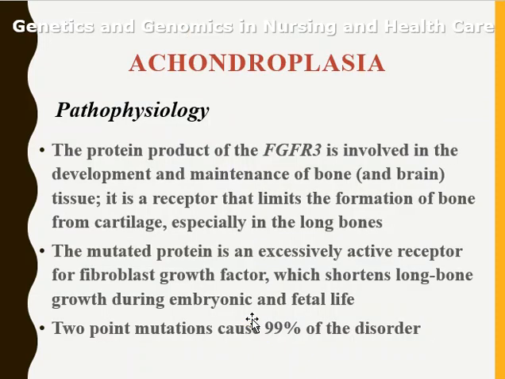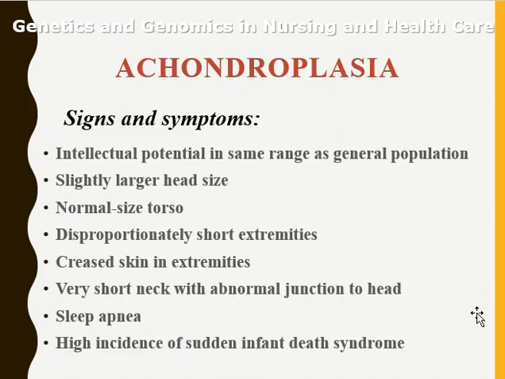Okay, so the protein product of the FGFR is involved in the development and maintenance of bone, also brain, but mainly bone tissue. It is a receptor that limits the formation of bone from cartilage, especially in the long bones. So these individuals have short humerus and short femur, and then they have that excess skin that causes the creases. They have those creases in their arms that I'm going to show you on a picture coming up. And the mutated protein is an excessively active receptor for fibroblast growth factor, and that shortens the long bone growth during embryonic and fetal life. And 2-point mutations cause 99% of this disorder.